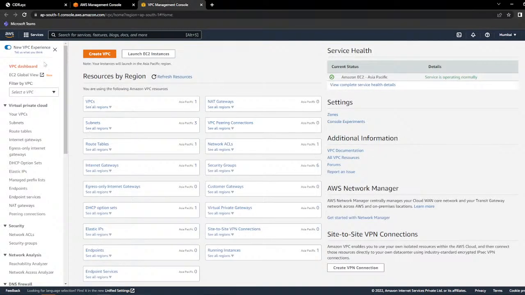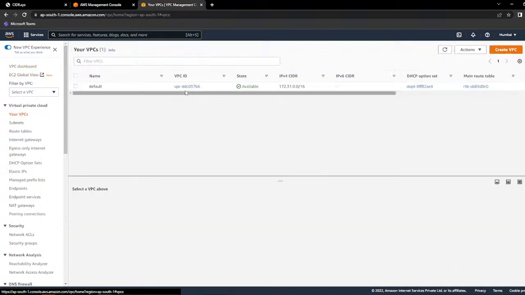So if you go to VPC, this is the dashboard in VPC. You can see one VPC is created for you. If you click on Your VPCs, you will see this is a default VPC which is already created by Amazon.